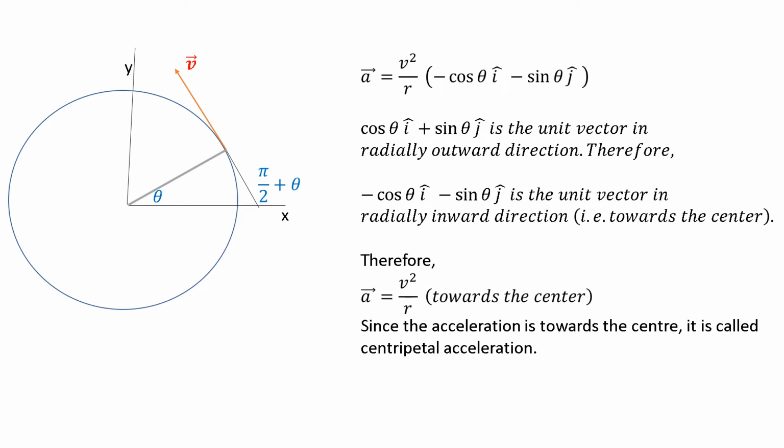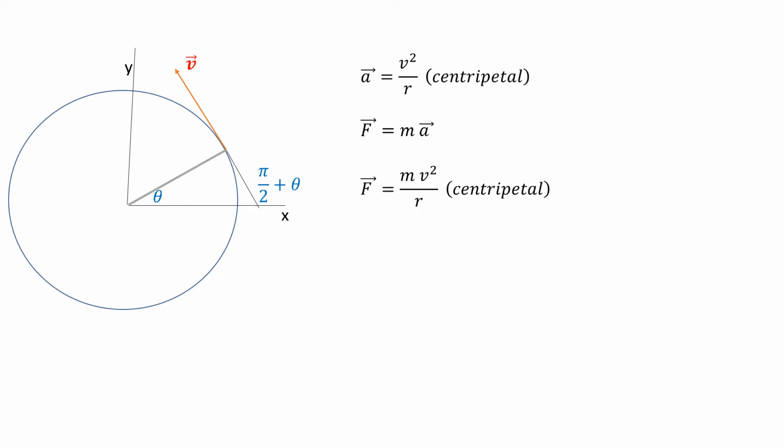Since the acceleration is towards the center, it is called centripetal acceleration. So we find that the acceleration of a body in a uniform circular motion is centripetal. We are considering the case when mass is constant. Force equals mass into acceleration, or force equals mv square by r centripetal, which means that the total force on a body in a uniform circular motion is towards the center.